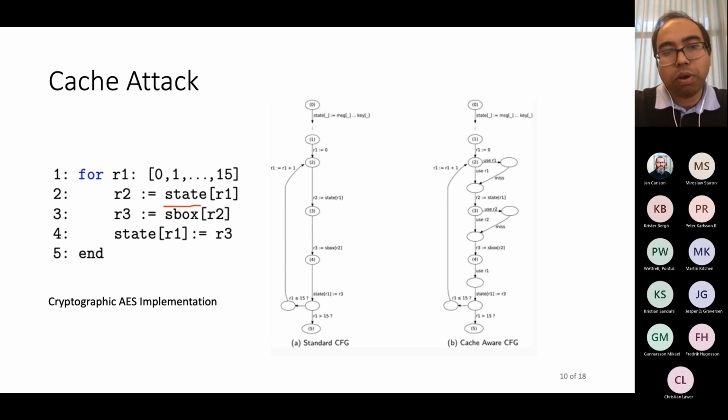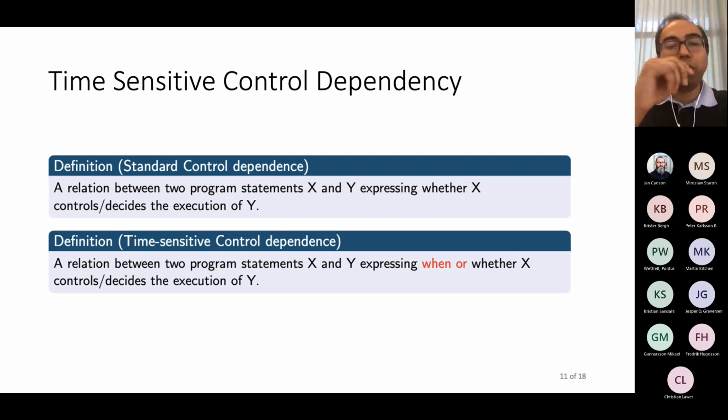We can encode this here, and different cache behavior may lead to different timing, and based on different timing, the attacker can observe the cache. So if it can reveal R3 here, it can also reveal R2, the secret key, by simply observing the timing and when the cache memory is accessed. So, we see that timing leaks can lead to other kinds of leaks, and in order to identify the timing leaks, we can apply control dependency, provided that we extend it to time-sensitive control dependency.